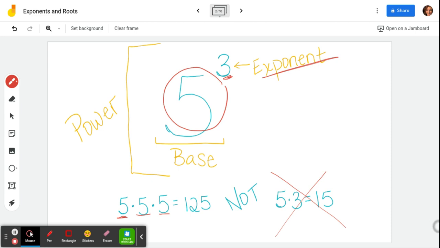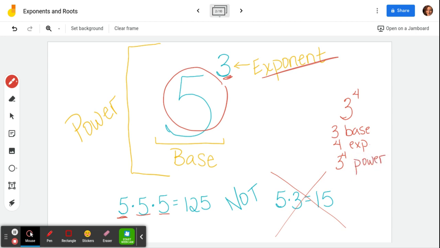If I gave you, I don't know, how about 3 to the 4th? So 3 is called a base. 4 is called your exponent. The whole thing, the whole expression, 3 to the 4th, is called your power.